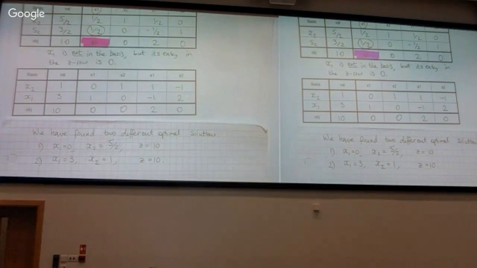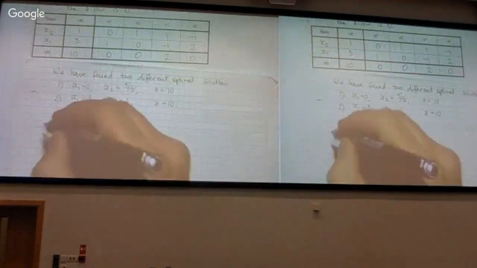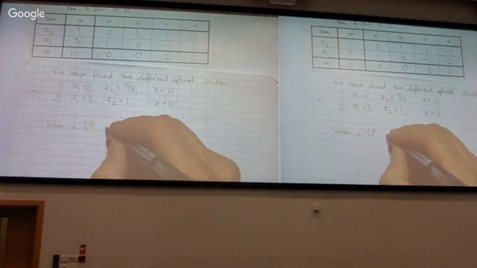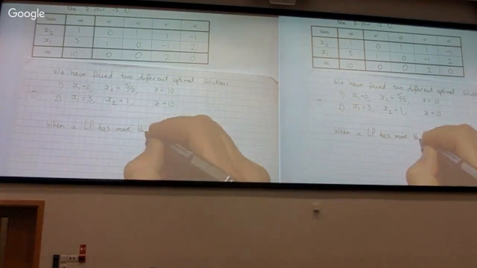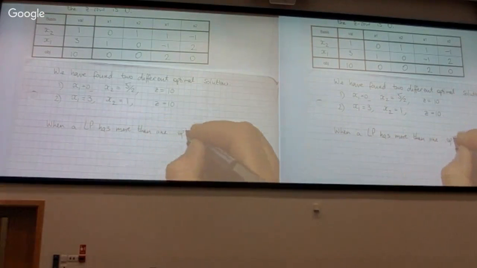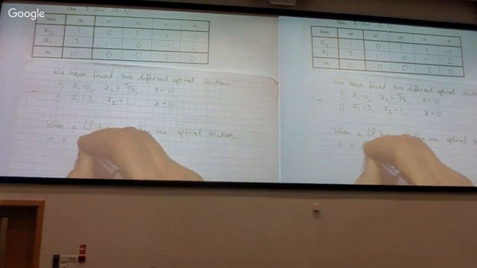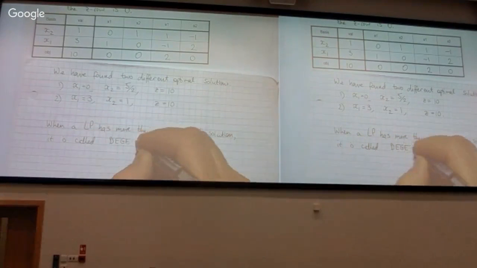Okay, this is called degeneracy. So when a linear program has more than one optimal solution, it's called degeneracy.